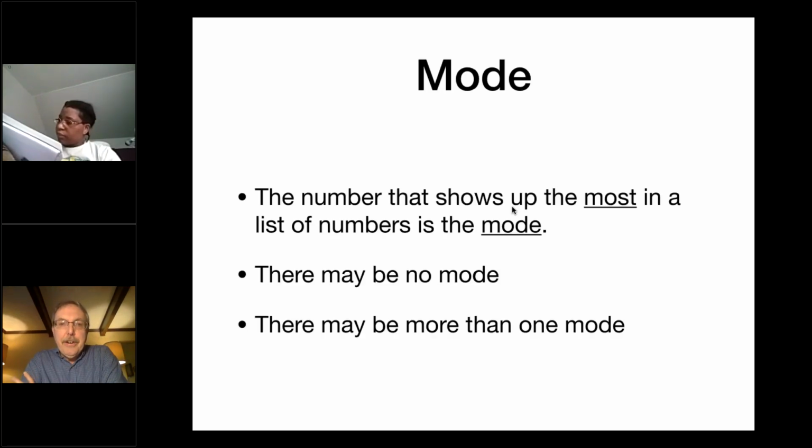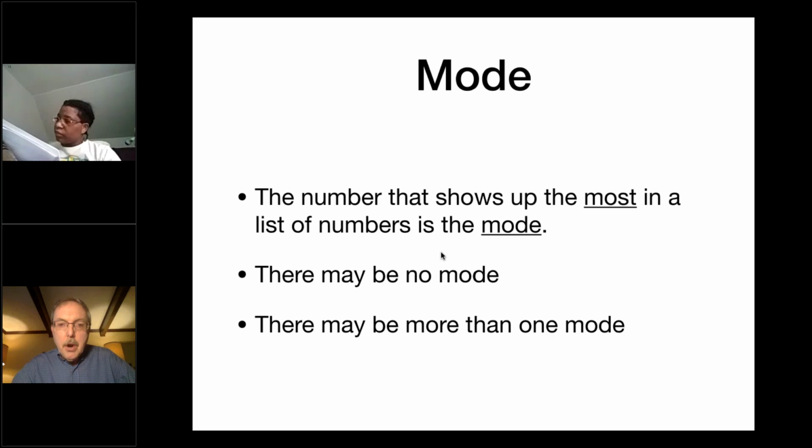So let's look first at mode. This is the number that shows up the most. Okay, so that's why we called it that. That's why we remember that tool, because it shows up the most. If you have a list of numbers, the mode will be a value that shows up the most.